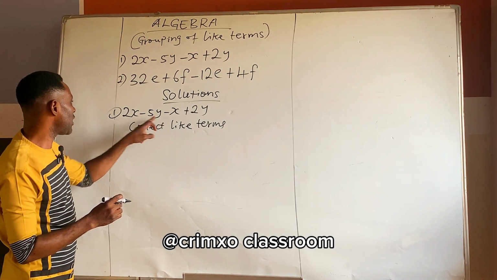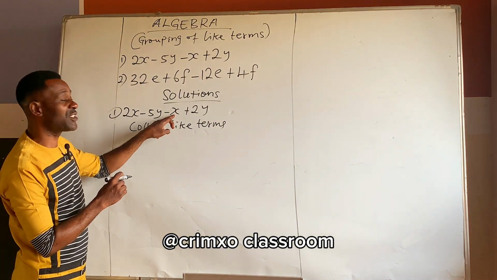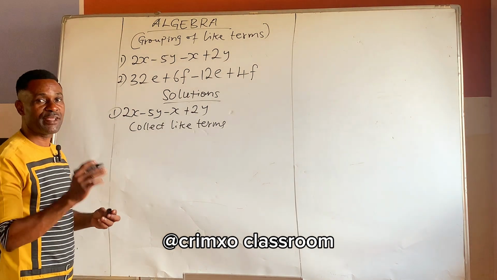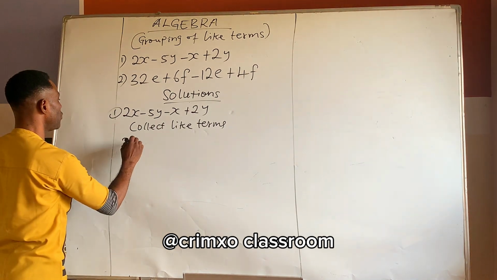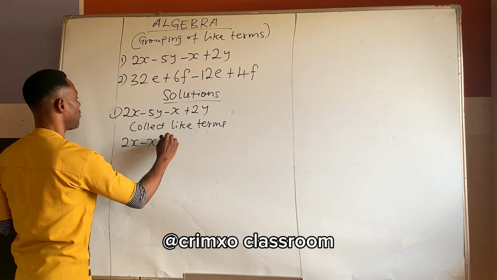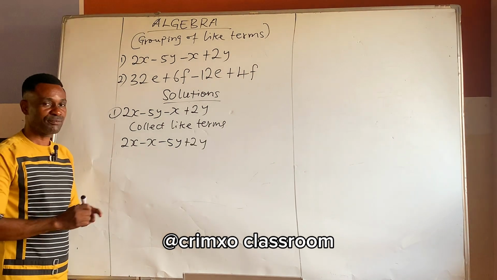Which other number has x? We have only x here. We group them together, and the coefficient of this x is 1. Then we have y. We also have y. We group them together. Look at it. We have 2x, then minus x, minus 5y plus 2y.